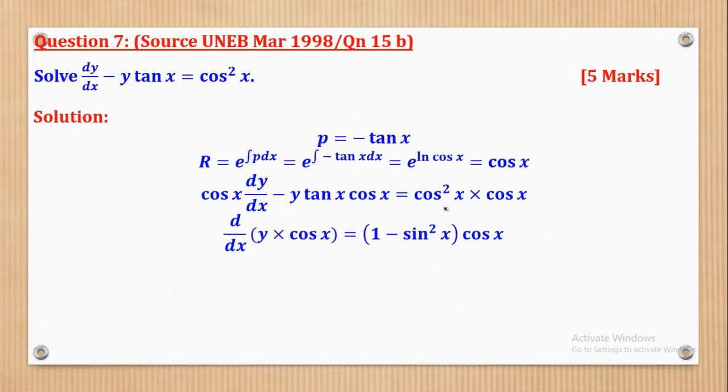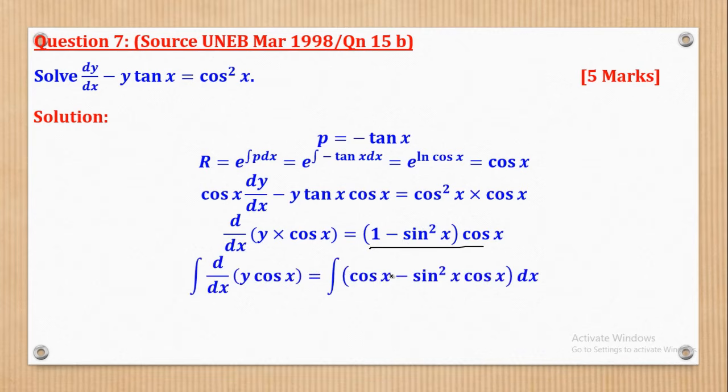But I already know that cos squared x is the same as 1 minus sin squared x. Therefore, in the end, when I open this bracket, I'll come up with x. This x cos x by 1 gives you cos x, and this by this gives you sin squared x cos x. Then I'll put integrals on both sides. Now, when I integrate, this effect cancels, I remain with y cos x.